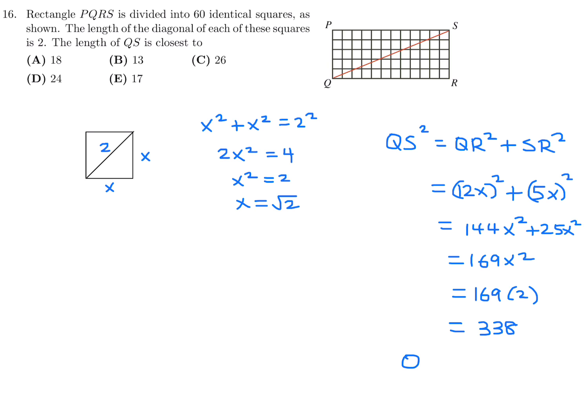And therefore QS is the square root of 338. And you're allowed to use a calculator on the Canadian exam, so that would be approximately 18.38. And number 16 therefore is A.